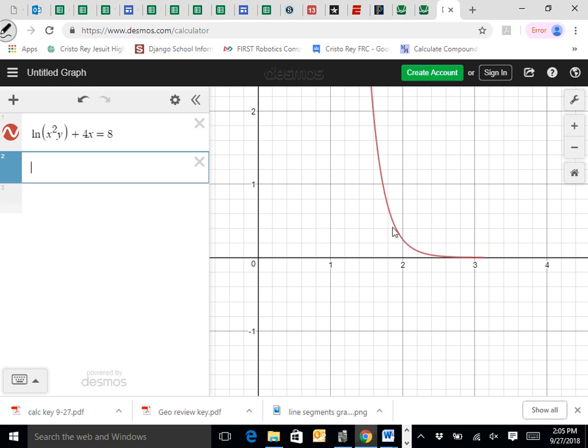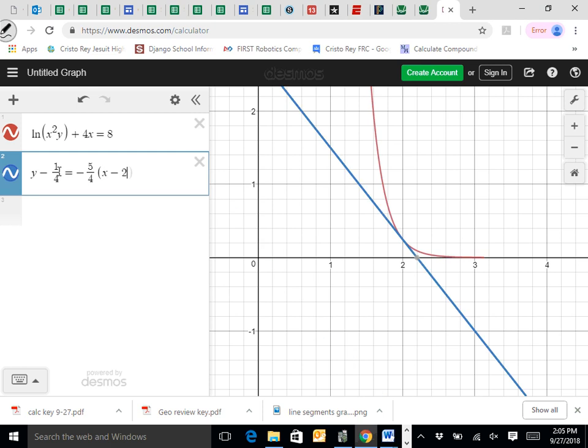Let's go ahead and graph it. y minus 1/4 equals negative 5/4 times the quantity x minus 2. And right there we see a really nice illustration of what a tangent line looks like, coming in and nailing that point right at 2 comma 1/4.